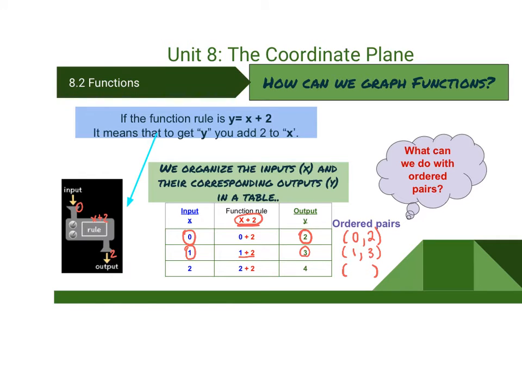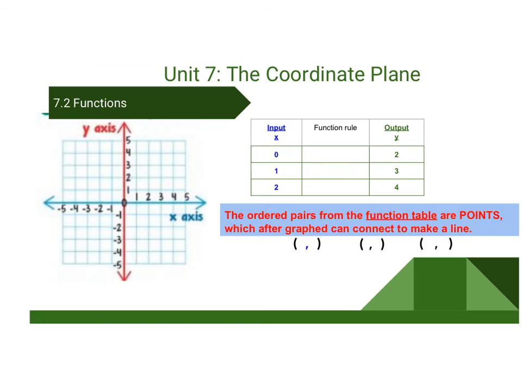Okay, now let's take a look. You should have gotten 2 as our input, our x. 2 plus 2 is 4. 4 is our output. Now let's take a look at what we can do with our ordered pairs. Okay, now let's take a look at how we can find those rules.